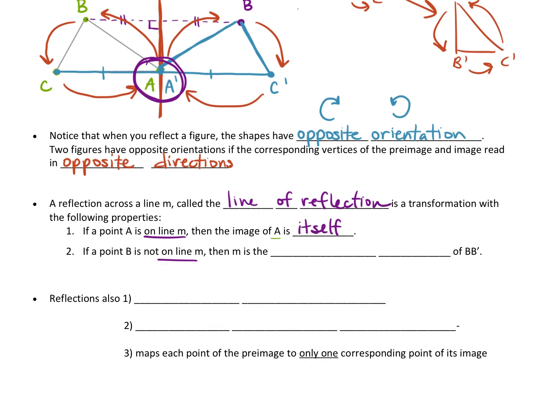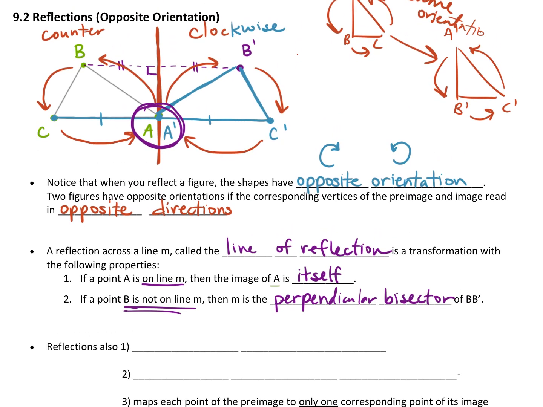If B is not on the line, so that's like our B up here, then the line of reflection is the perpendicular bisector of that segment, okay? So perpendicular and same distance away.